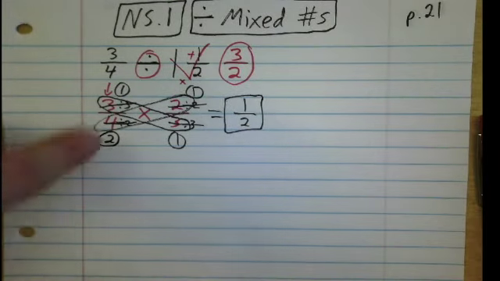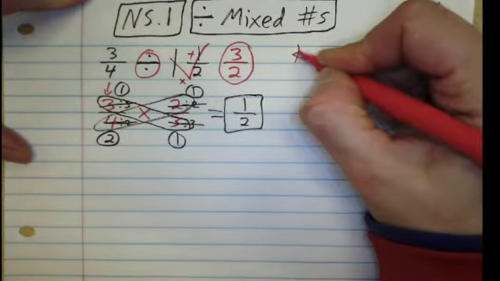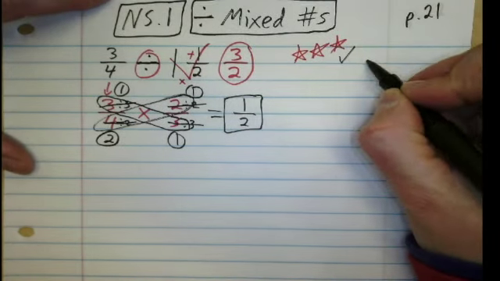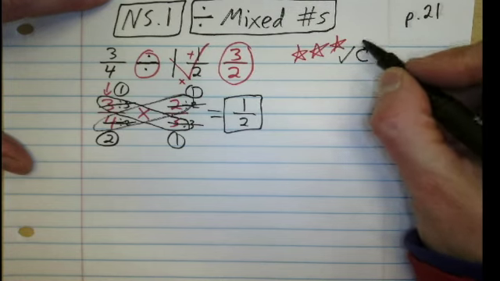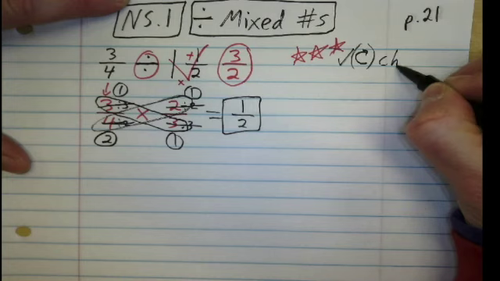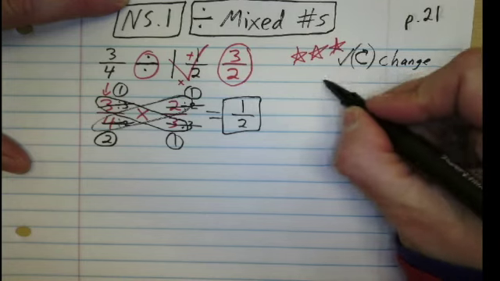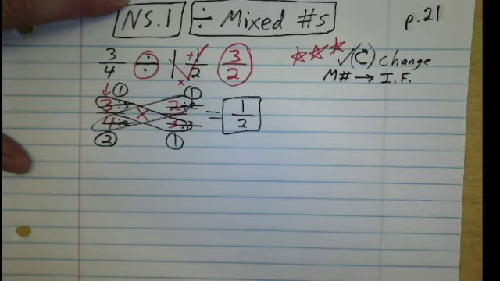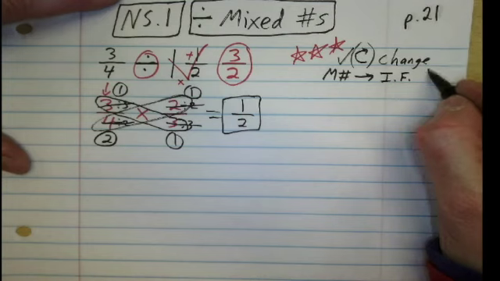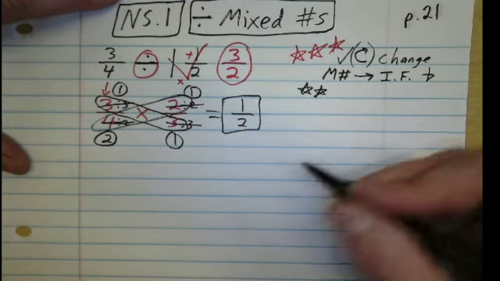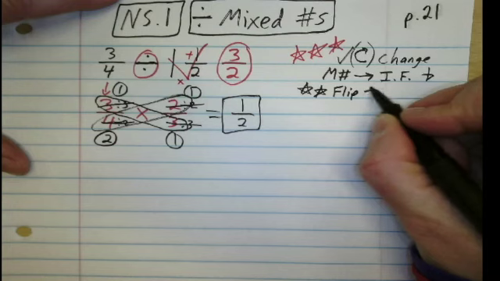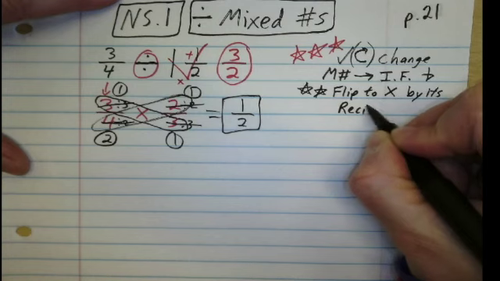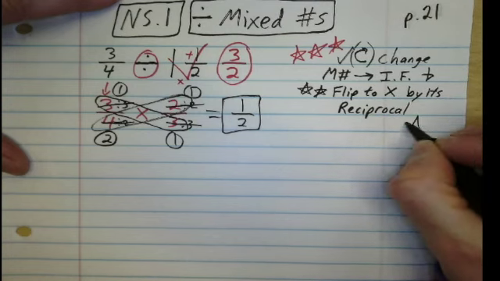So what's important to remember with mixed numbers? A couple stars in our notes over here, please. You need to do the check mark, or I don't know, some people call it the backwards C method. Whichever method works for you to change the mixed number into an improper fraction, and those are my abbreviations for mixed number to improper fraction. And then it's important, a couple stars here, to remember to flip to multiply by its reciprocal. So this is important.